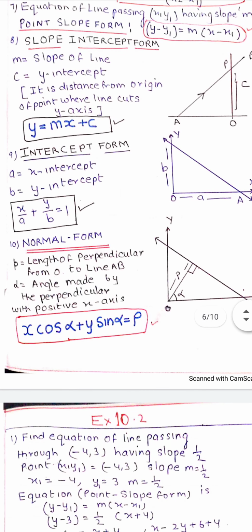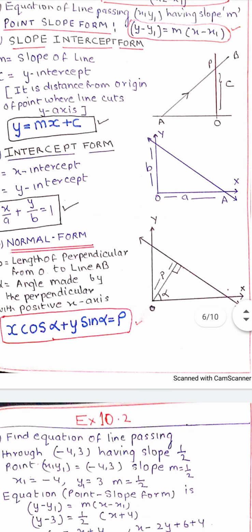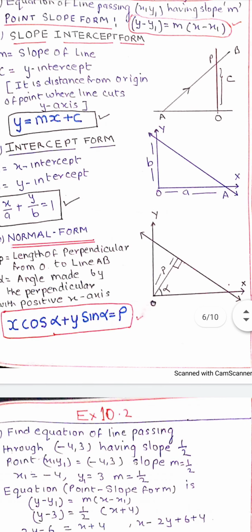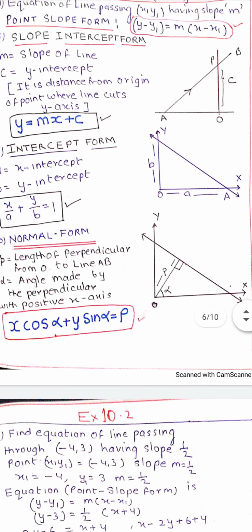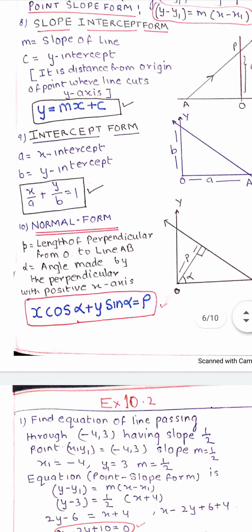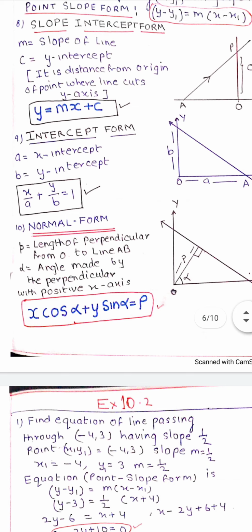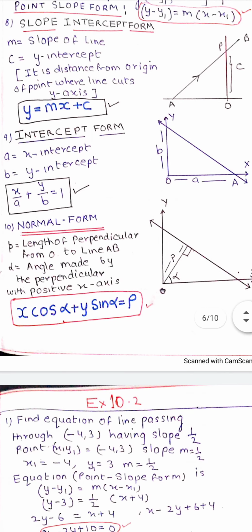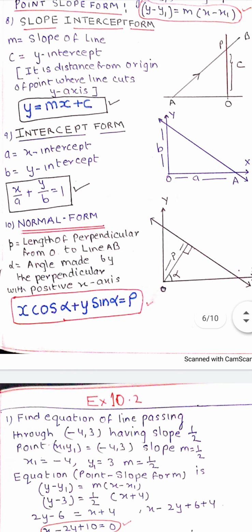Intercept form. In intercept form, we are having OA represented by a, OB represented by b as x and y intercepts. So x upon a plus y upon b is equal to 1 is the intercept form.